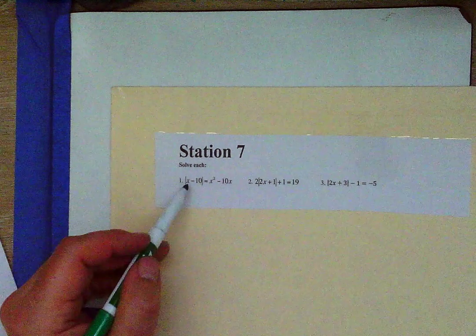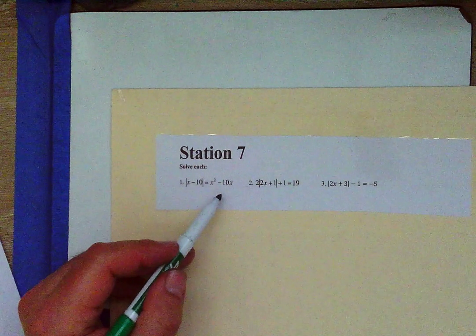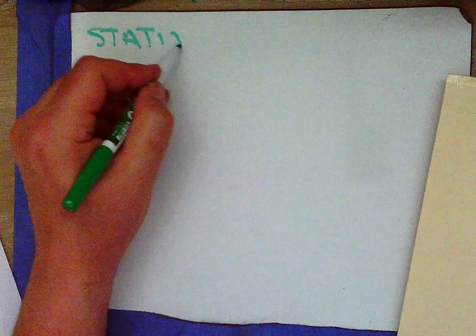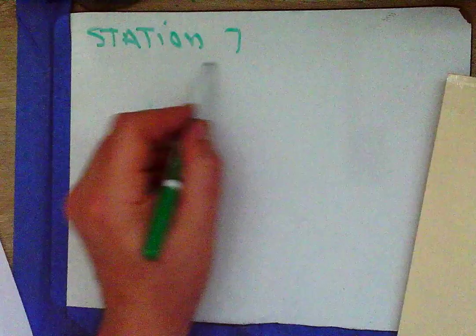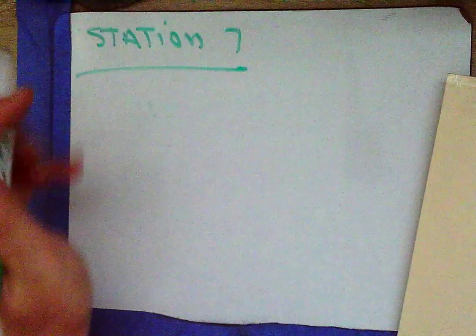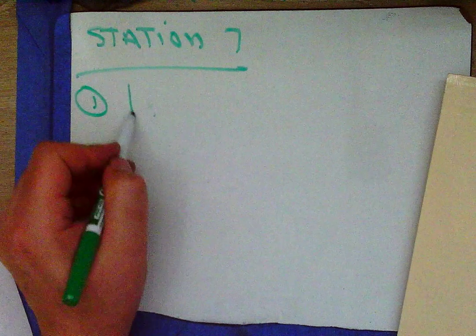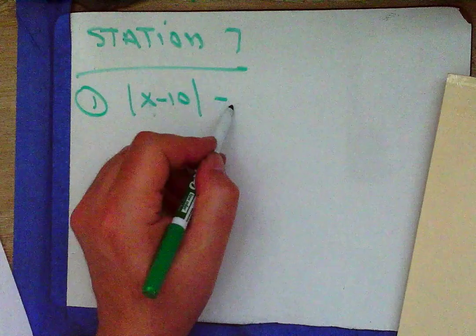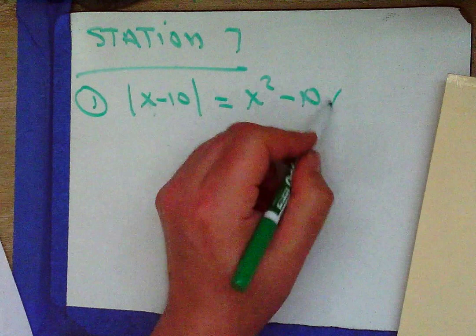All right, oh look, absolute value equals x stuff. That's a must check. All right, remember, when you talk about absolute value, you can't write the positive and negative components until you've isolated the absolute value. And we will see that in problem number 2. Problem number 1, though, absolute x minus 10 equals x squared minus 10x.